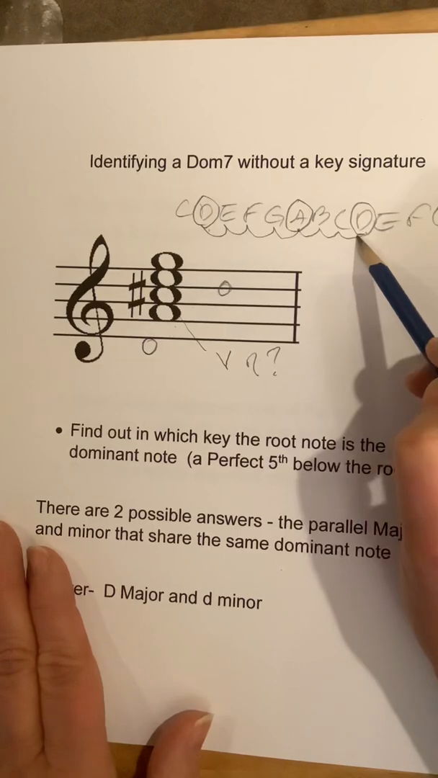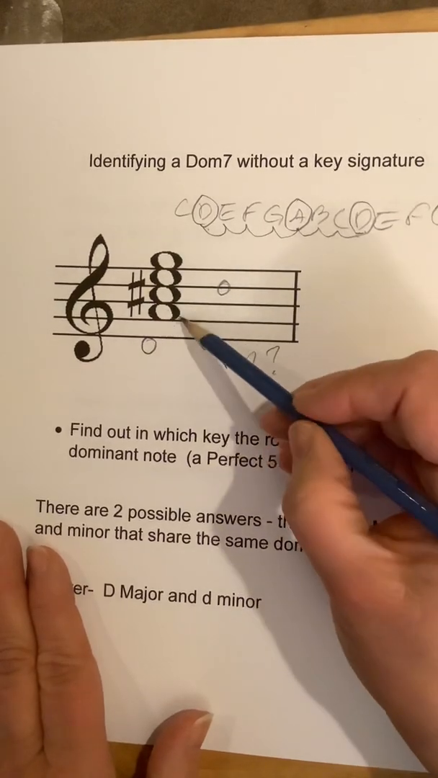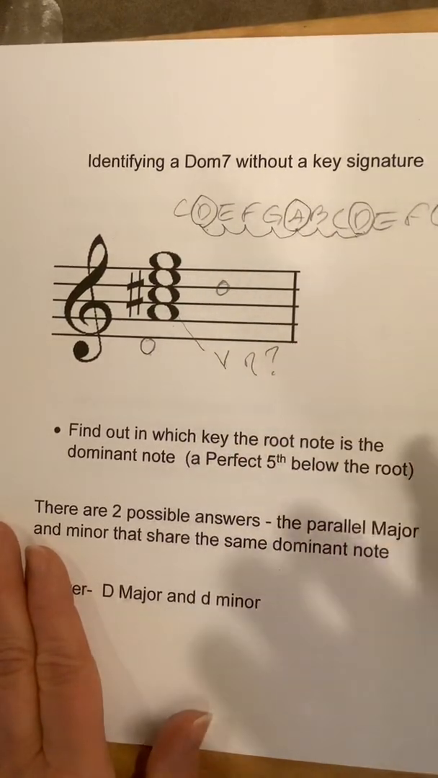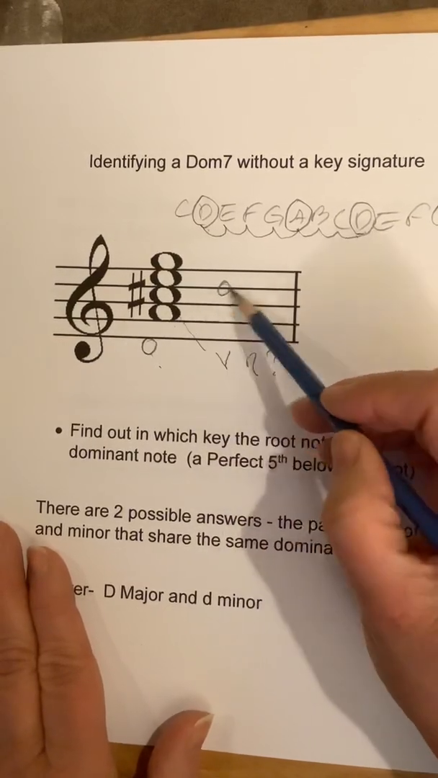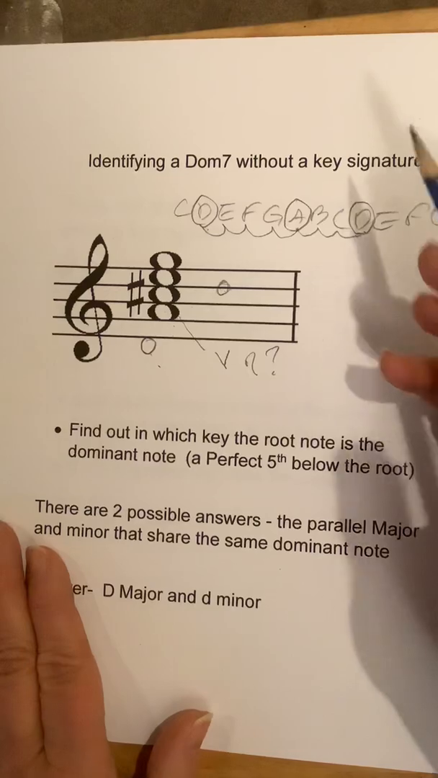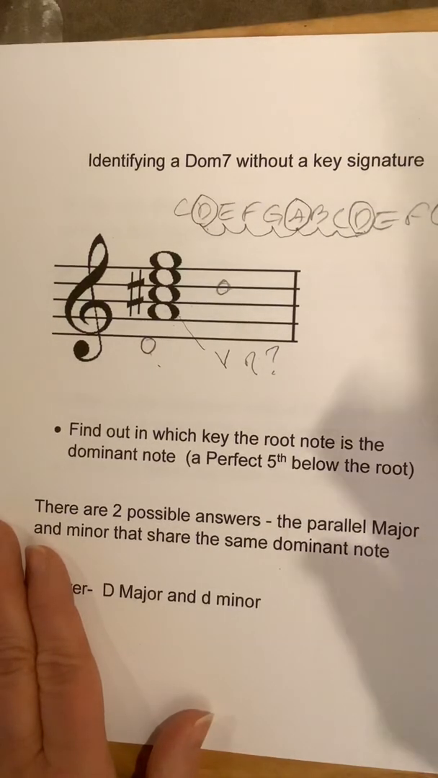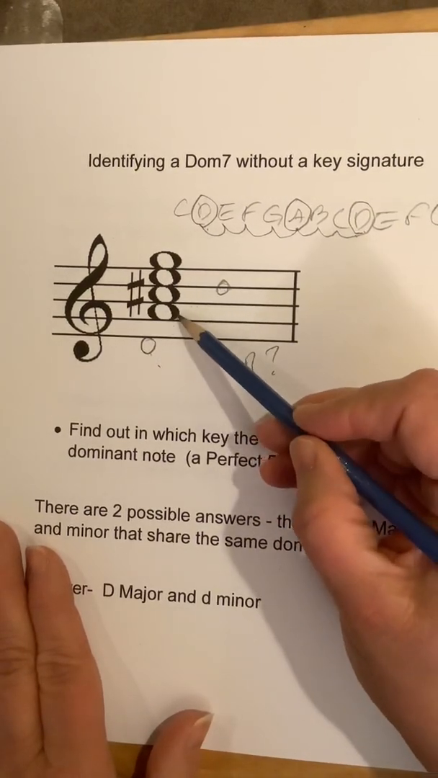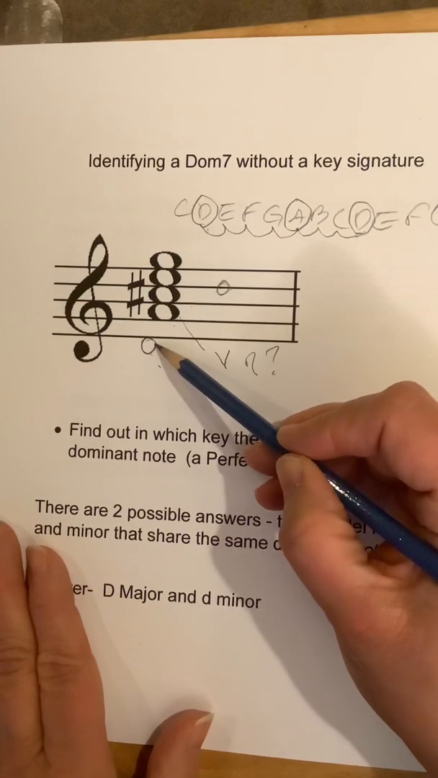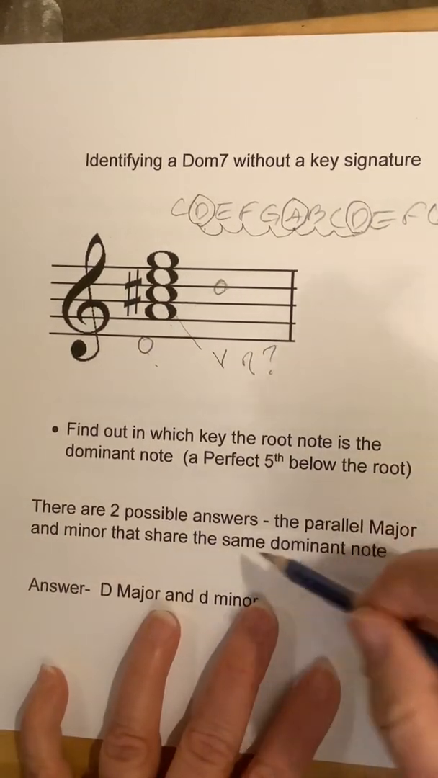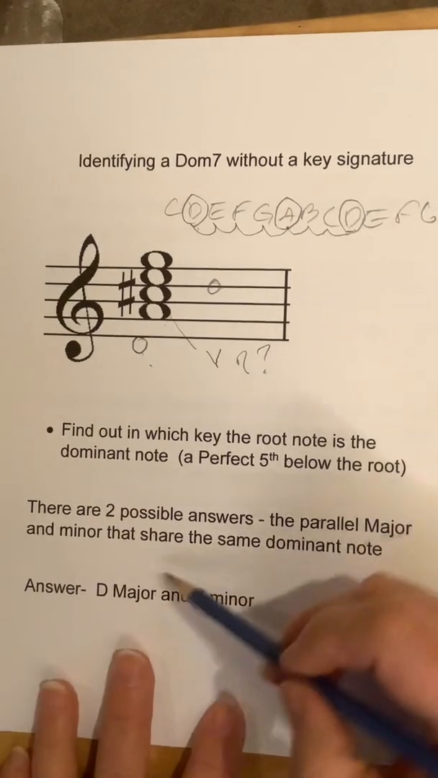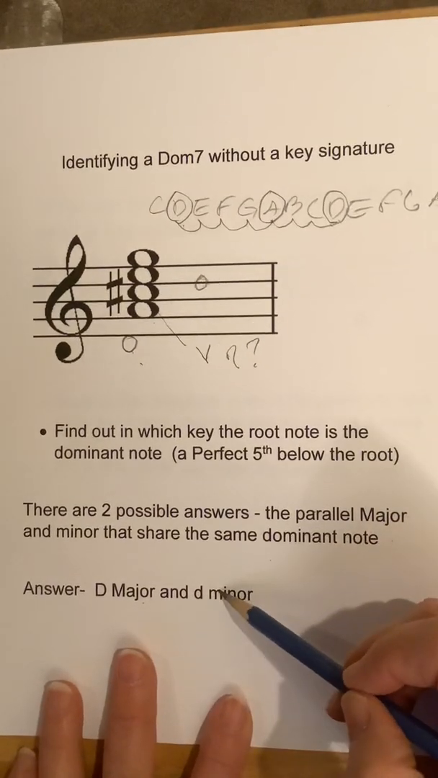That's how that works. Some people just prefer counting down 5 because it just makes sense to them. I'm going down to the tonic. Other people are fine to make this little leap up here and count up 4. Whatever works for you, go for it. Okay, so we know that A is the dominant of D. There are two possible answers because the parallel major and minor share the same dominant note. So the answer is both D major and D minor.